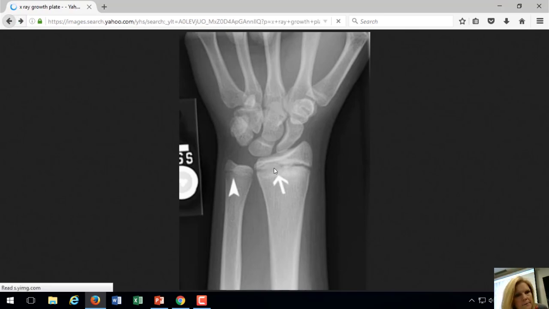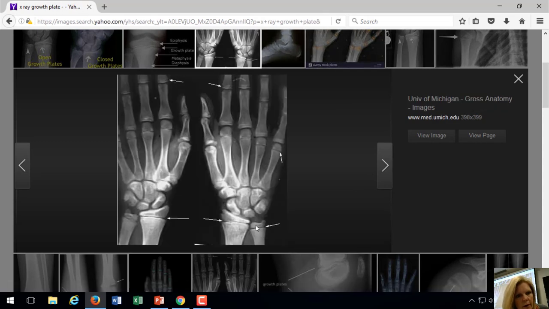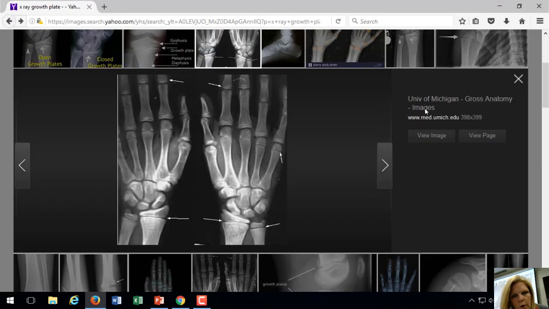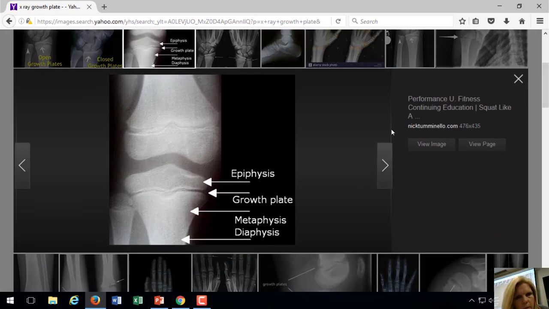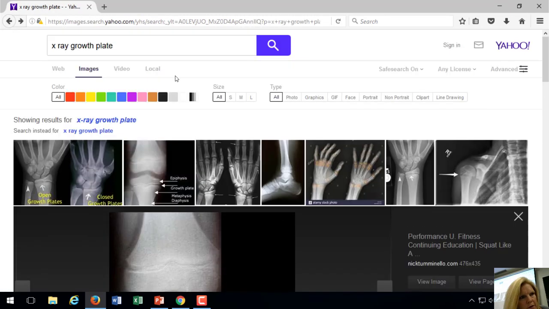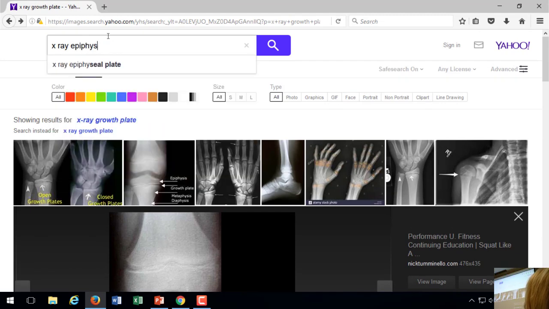Now if we go back, we can look at some other ones here. Here's another one, definitely a real visible dark line there, so that's the epiphyseal plate or growth plate that you've heard of. Here's at the knee. I can see there's an epiphyseal plate here, this dark line. And if I compare that to an epiphyseal line, where it's done growing, you can see the difference.